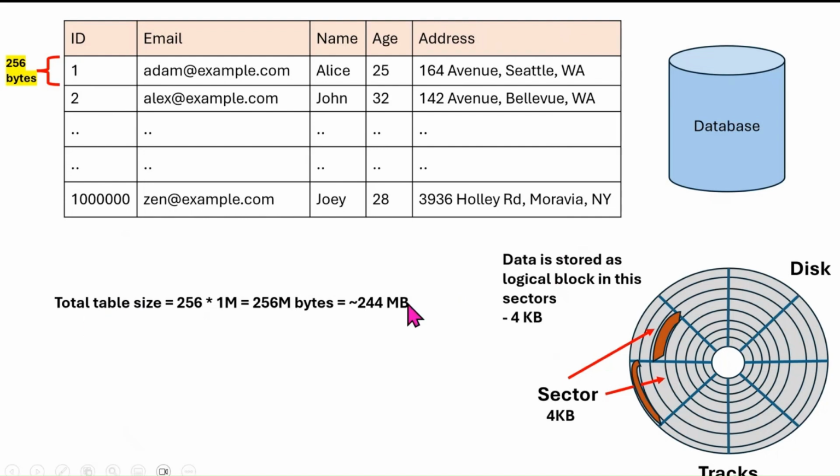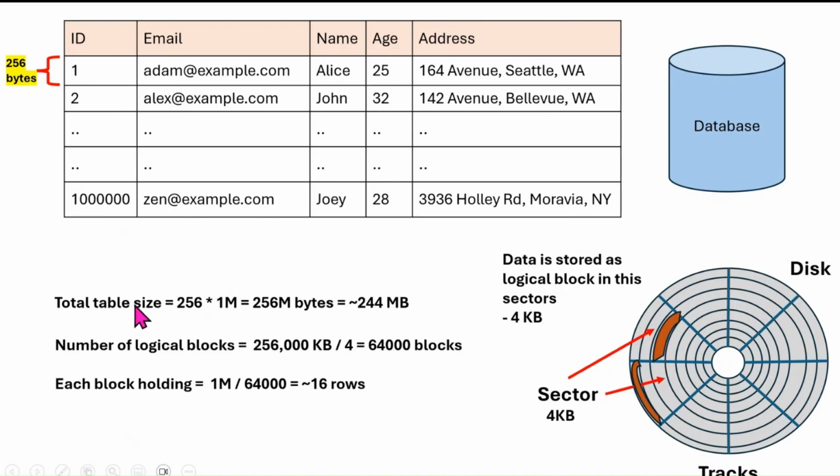Now, to store this 244 MB of data, how many logical file blocks will be needed, as we consider 4 KB as the logical file block size? So 256,000 KB divided by 4, it will take 64,000 blocks to store this whole table. And each block holds approximately 16 rows, right? So 64,000 logical file blocks are stored on this disk, representing this whole table with 1 million entries.